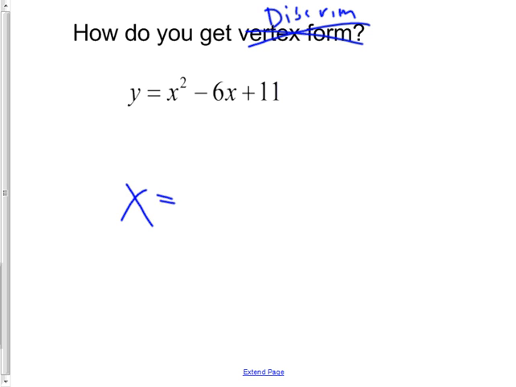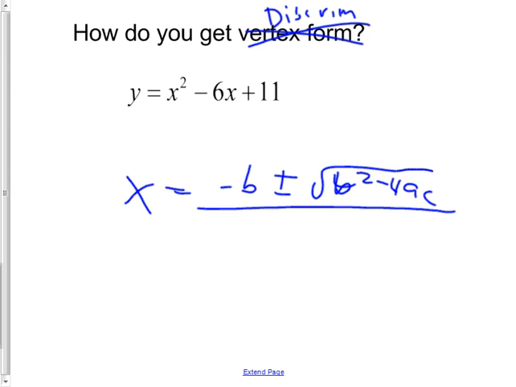Discriminant is x equals negative b over 2a. True or false? False. Very good. What's that one do? The x of the vertex and the axis of symmetry. Good. Okay. It must be then that it is x equals negative b plus or minus square root b squared minus 4ac all over 2a. Right? That's not the discriminant. Just the b squared minus 4ac part is the discriminant.